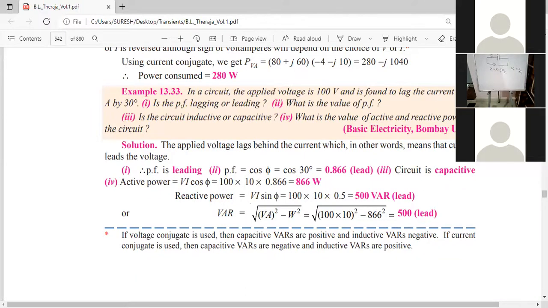See, in the problem, voltage is lagging the current, which means current is leading the voltage.